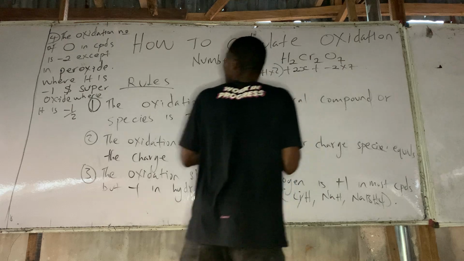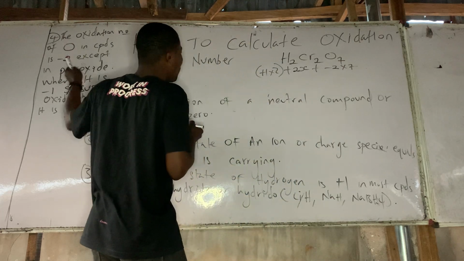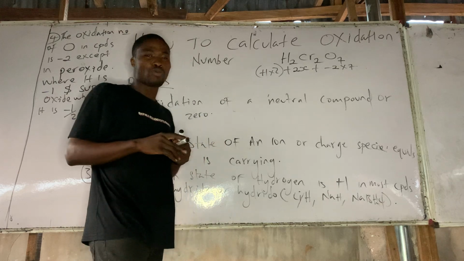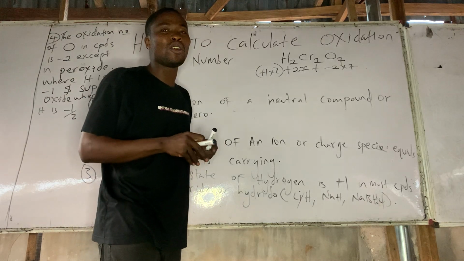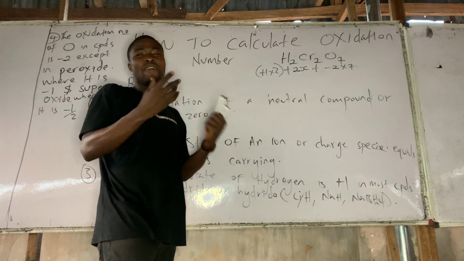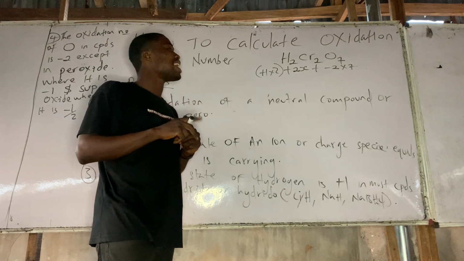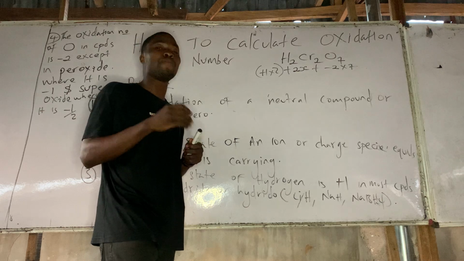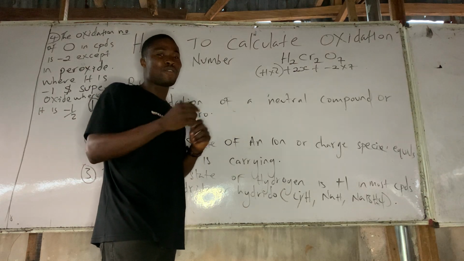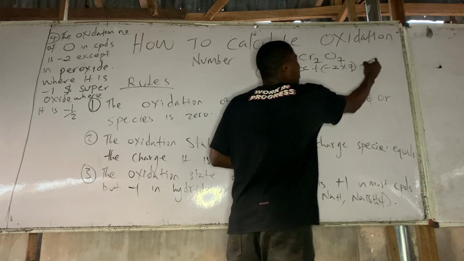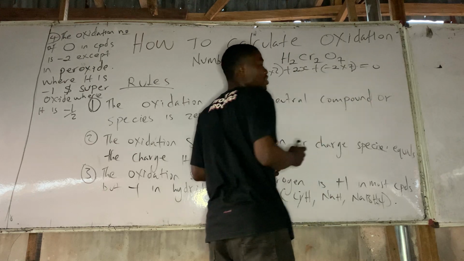The oxidation state of oxygen is -2 in compounds, except in peroxides. Most combinations of oxygen are in the oxide form, where oxygen tends to be divalent, except in very special cases, which can be observed very fast. Now, here oxygen is -2. The total is equal to 0 because there was no charge.